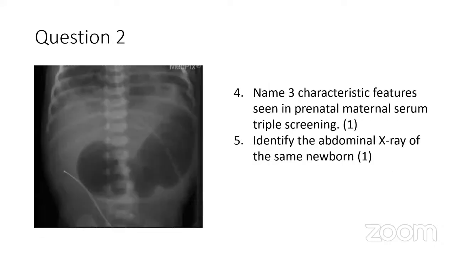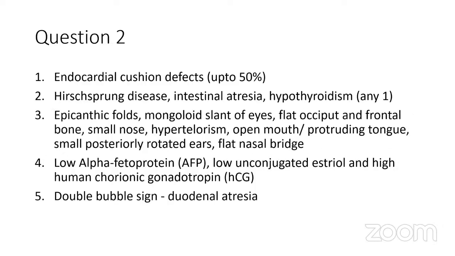Now, how can Down syndrome be diagnosed antenatally? One of the important aspects is triple screening. So in triple screening, we look at 3 maternal serum parameters: alpha fetoprotein, unconjugated estriol, as well as human chorionic gonadotropin. The typical abnormalities seen in triple screening would include low levels of alpha fetoprotein, low unconjugated estriol, as well as high levels of human chorionic gonadotropin (HCG). So this is the characteristic pattern in triple screening.